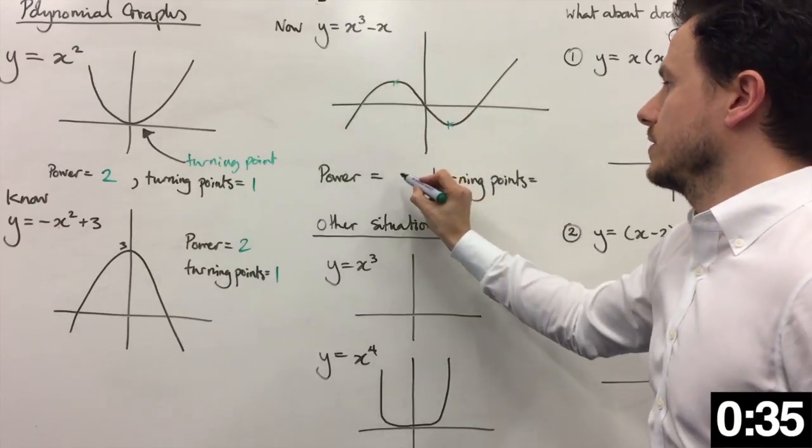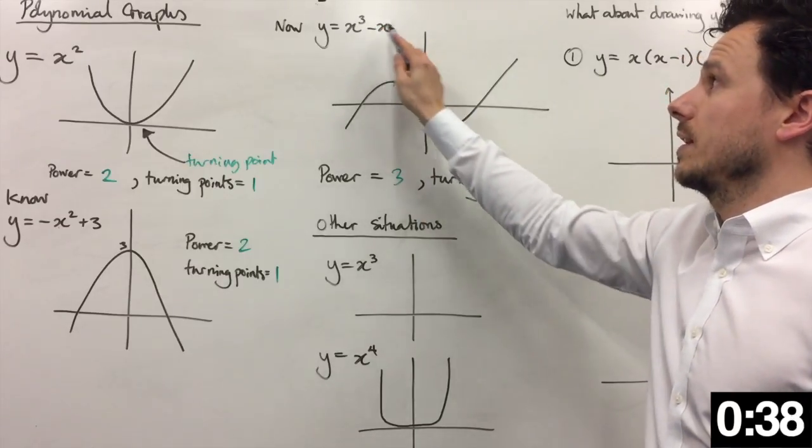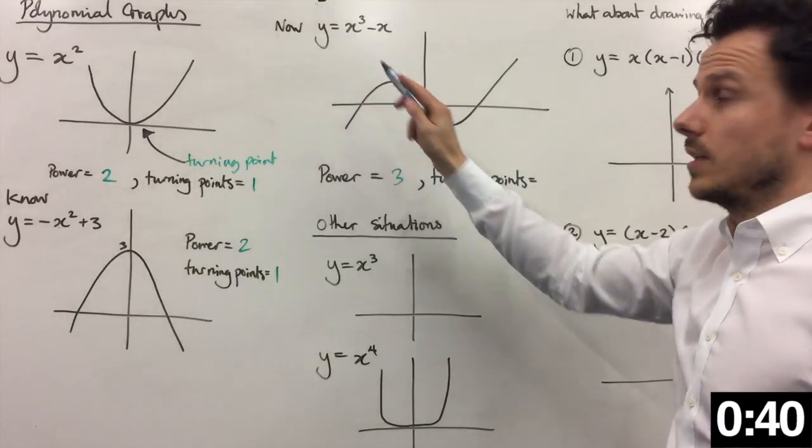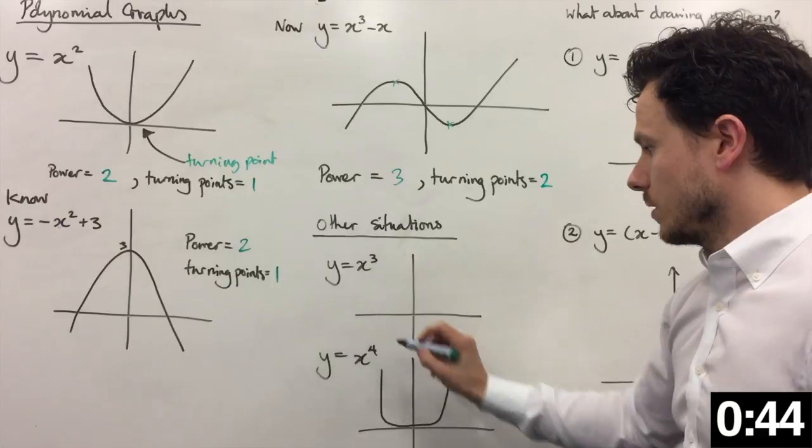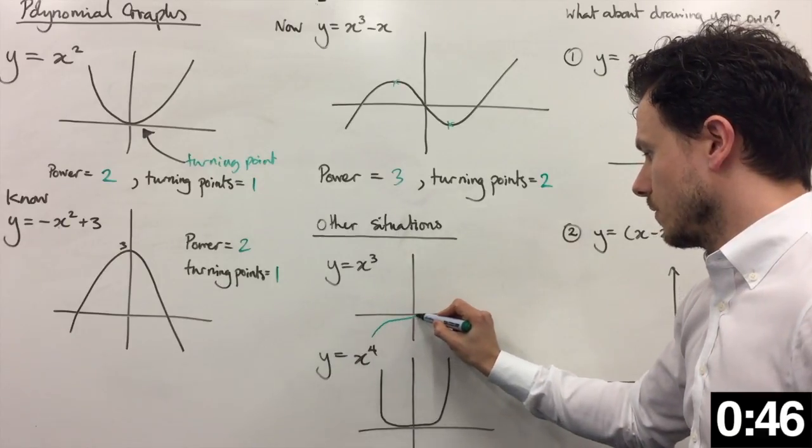Now the power is 3. The power is the highest value of the indices that you've got here, but the turning points is 2. So this theme is carried on. Y equals x cubed. Now that graph looks like this.